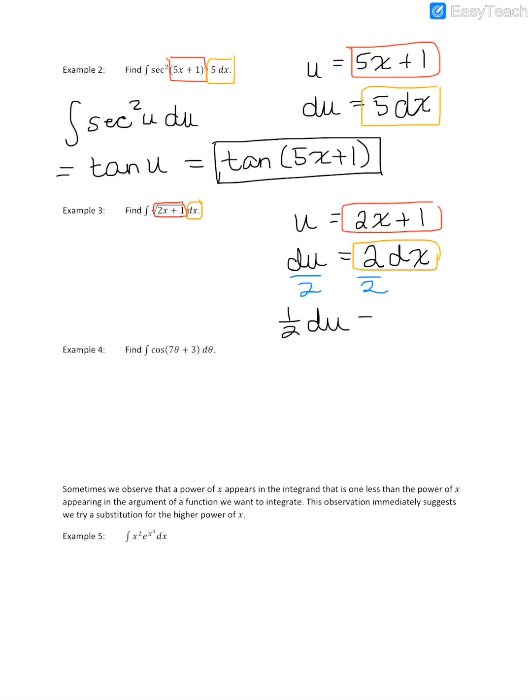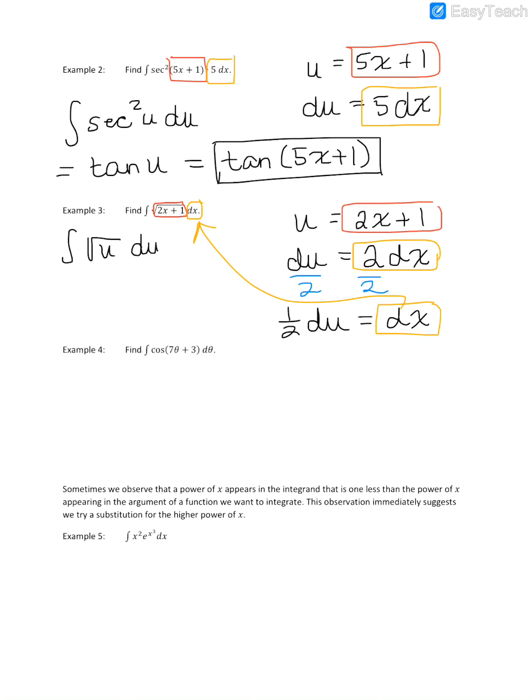So this becomes 1/2 du equals dx. And now, notice I have my dx that's going to go in here, and it's perfect. All right, so let me show you how this gets written now. So I have my integral of my radical u. My dx is 1/2 du.